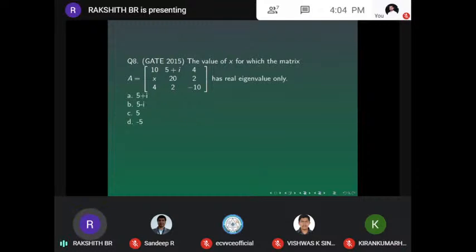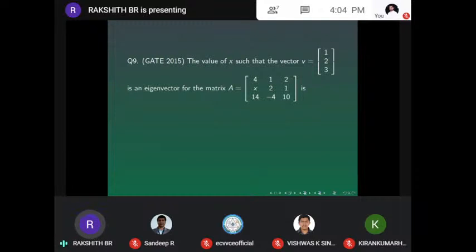So first you need to take the conjugate of each of the entries, and then you take the transpose of that matrix. If that is equal to the parent matrix, that is A, then we say that the matrix A is Hermitian. The point to be remembered here is that a Hermitian matrix will have real eigenvalues. For this choice of x, you have A as a Hermitian matrix, and hence the correct option is 5 minus i, that is option B. That's what I have written here.